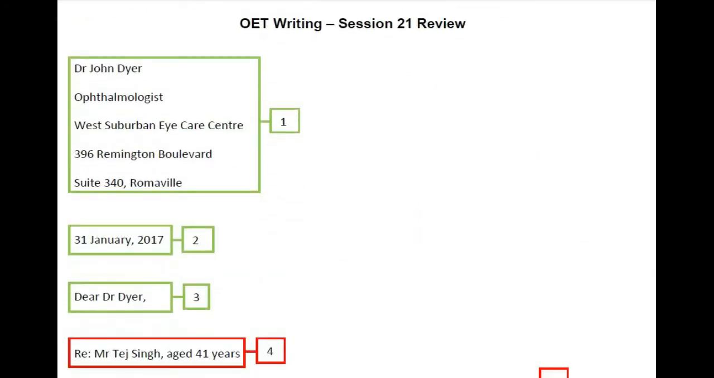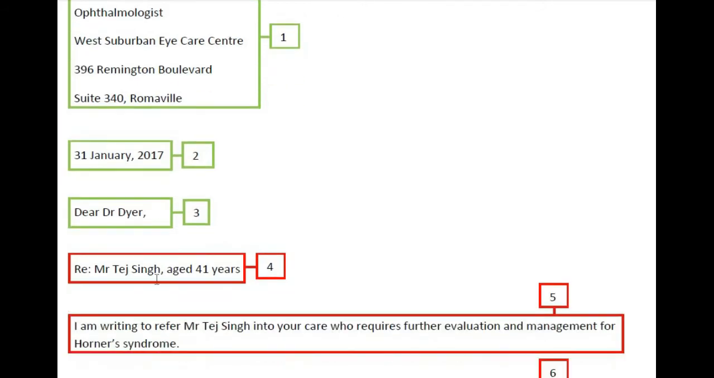Now let us see how we can write a letter with the help of a sample letter written by a candidate from India. The address, date and salutation are correctly written. Moving to the reference, we don't have to write aged 41 years. Instead, you can simply say 41 years. So we can write RE colon Mr. Tej Singh Randhawa, 41 years.